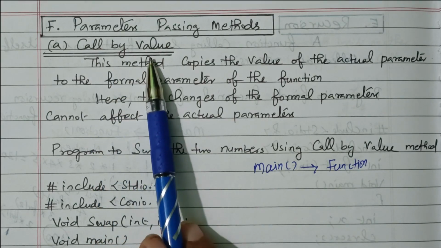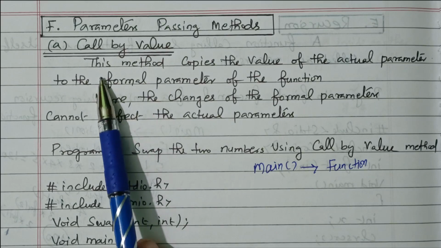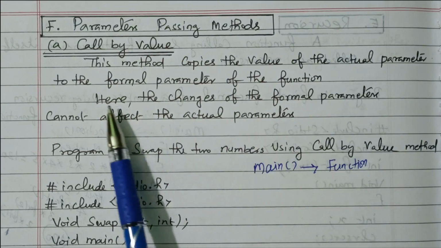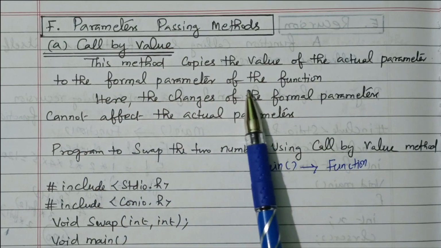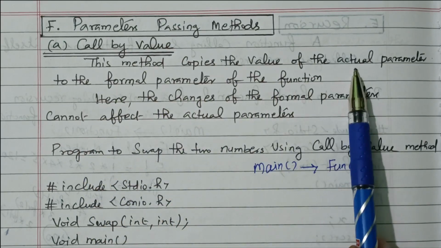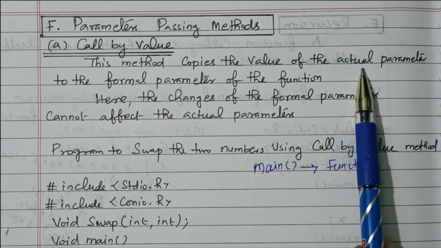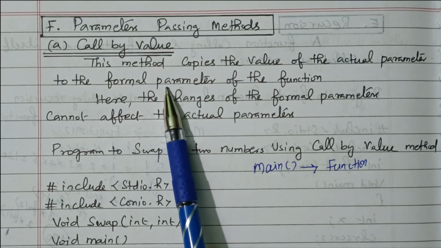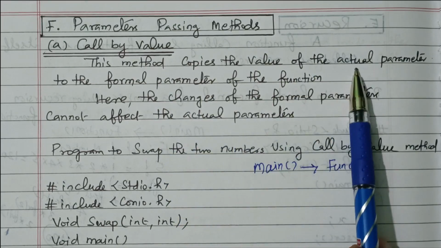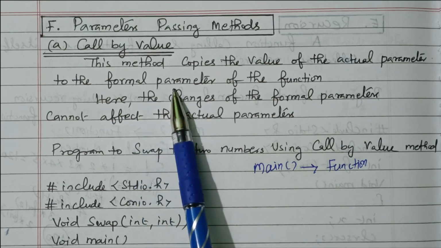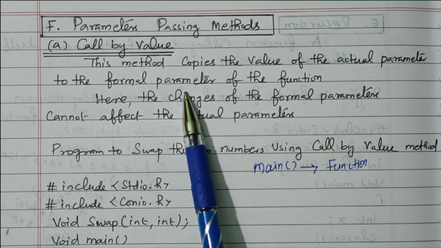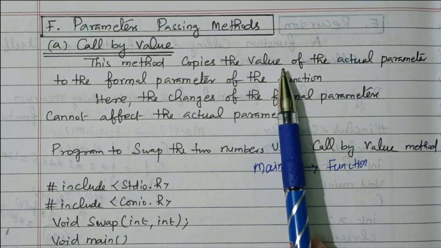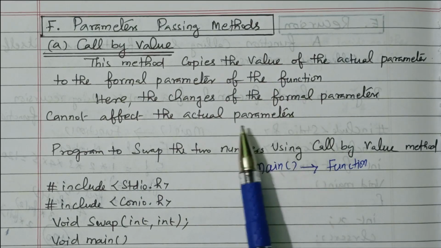The function is called by the value method. What is that? This method copies the value of the actual parameter to the formal parameter of the function. The actual parameter means the parameter available in the main program. Formal parameter means the parameter available in the function. So a copy of the actual parameter is sent to the function as a formal parameter. The original value is retained in the main program itself. Only a copy is passed to the function.